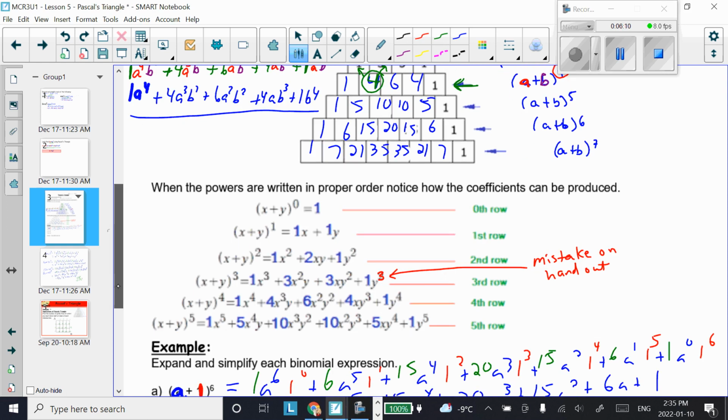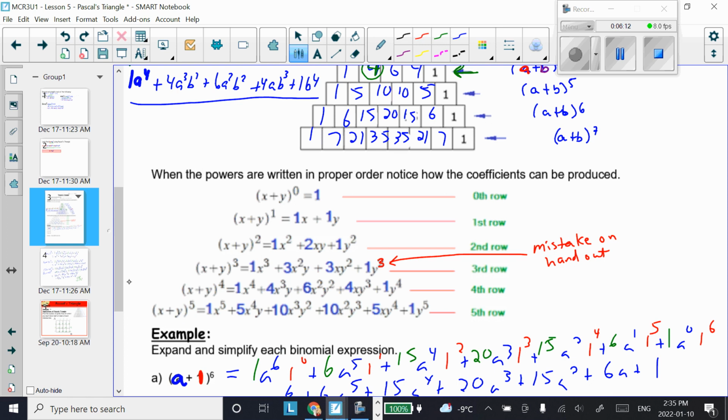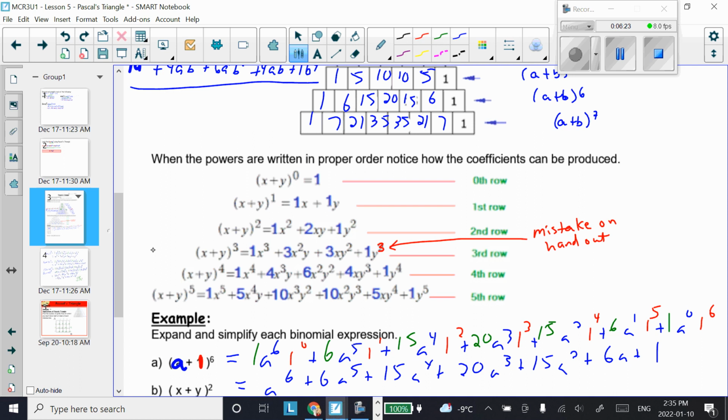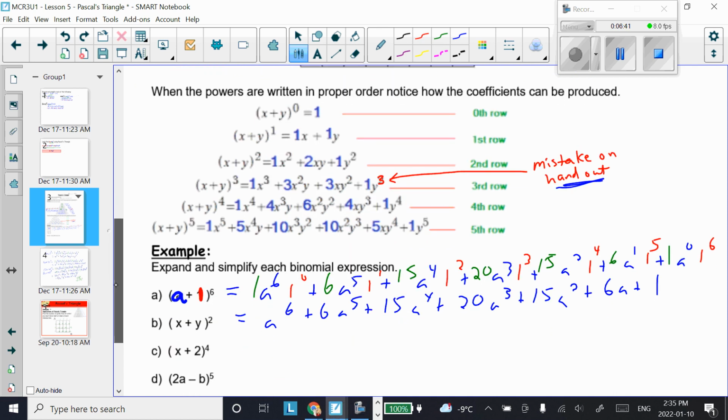This part a little further down just explains when the powers are written in proper order. Notice how the coefficients can be produced. So the coefficients just come from within the Pascal's triangle, and that's what's shown of all these being expanded out. You should have a copy of this handout. I believe it was the last page in the booklet that you got with the work that we did before the holiday break. And there is a little error there, so just make sure that you correct that. I think it was a 2 on your handout. It should be a 3.